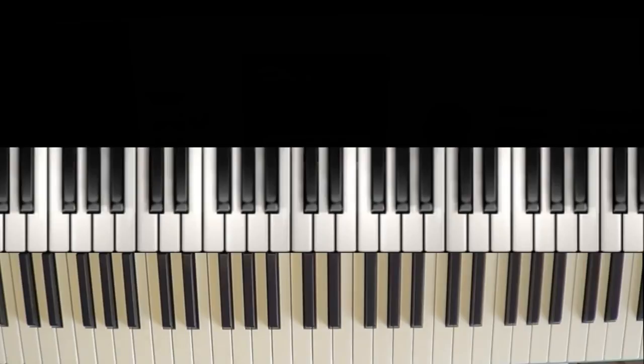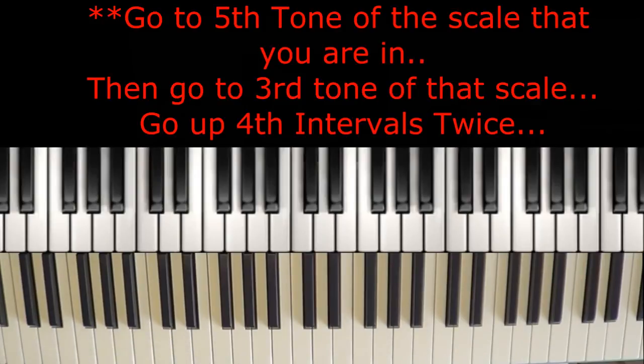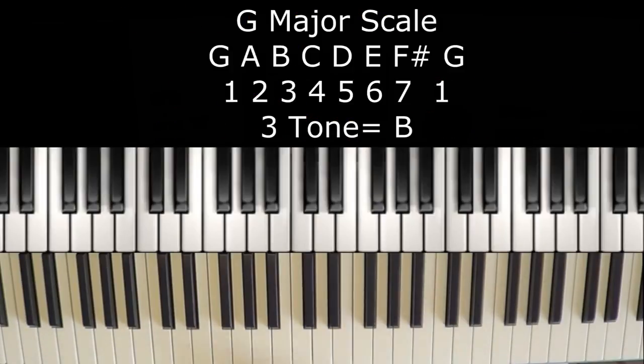Okay? Now, what you want to do is go to the 5th tone of the key that you're in. 1, 2, 3, 4, 5, which is your G. You want to go to the G, and then you want to go to the 3rd tone of that key. Okay? So first you want to go to the 5th tone of the key that you're in, which is G. And then you want to go to the third tone of G. So the third tone of the G major scale, I'm going to do the whole G major scale first. 1, 2, 3, 4, 5, 6, 7, 1.